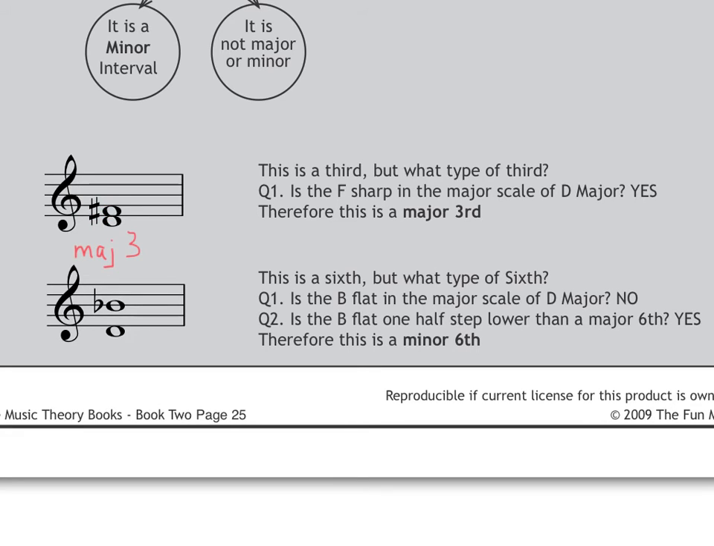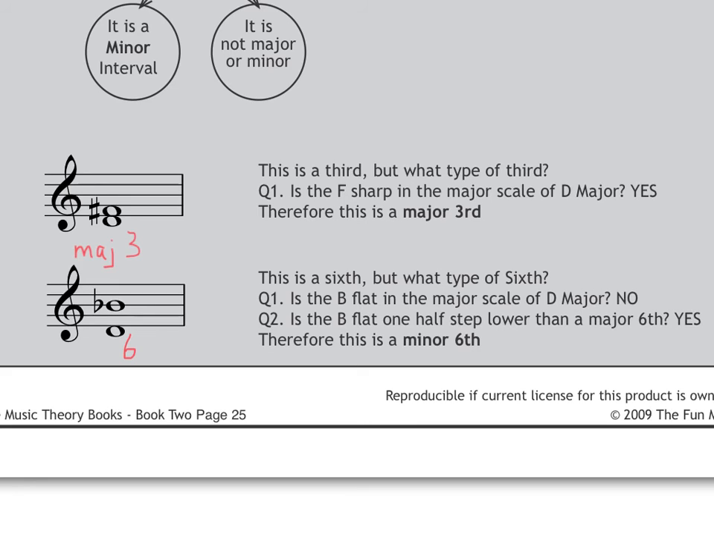Now, the other example down here, in D major still. So D major has 2 sharps, F and C. This is a sixth, but what type of sixth? We can see that it's a sixth, and the first question we ask ourselves is, is the B flat, this upper note, in the major scale of D major? So do we have B flats in the key of D major? D major has the 2 sharps, so the answer is no. We don't find B flats in the key of D major.